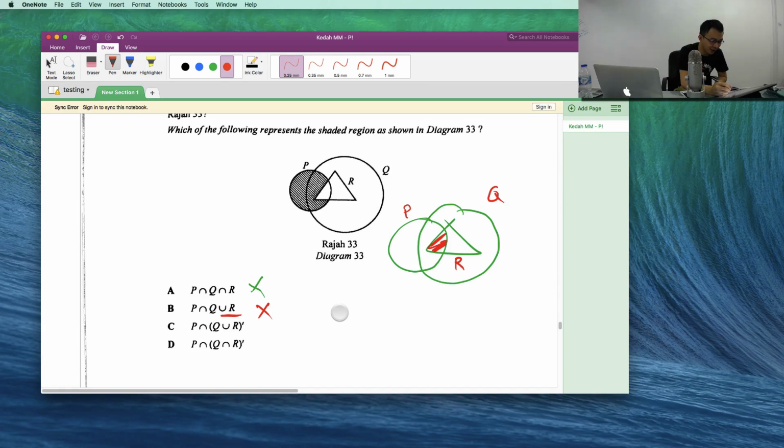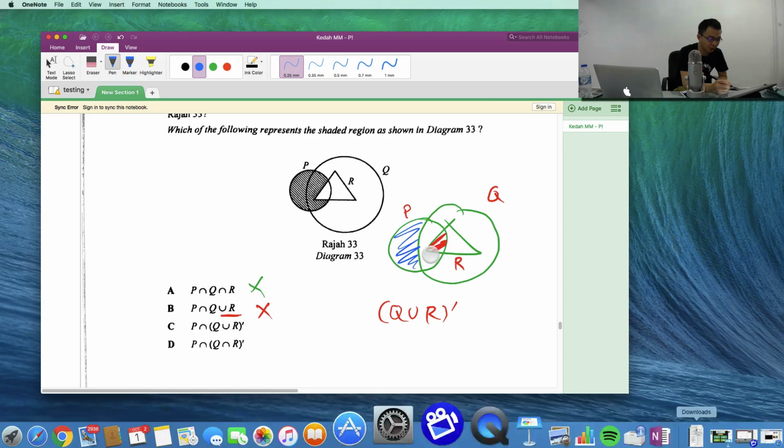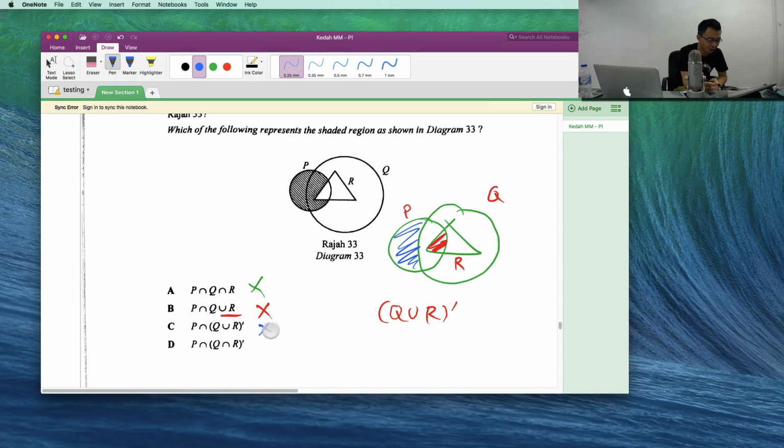So the next one, we do inside the bracket first. Q union R complement. Q union R is everything of Q and R, which means the whole thing here. Complement means outside. Intersect with P. If outside intersects with P, that means we only have this part. Yeah, exactly. So the third one is wrong also.